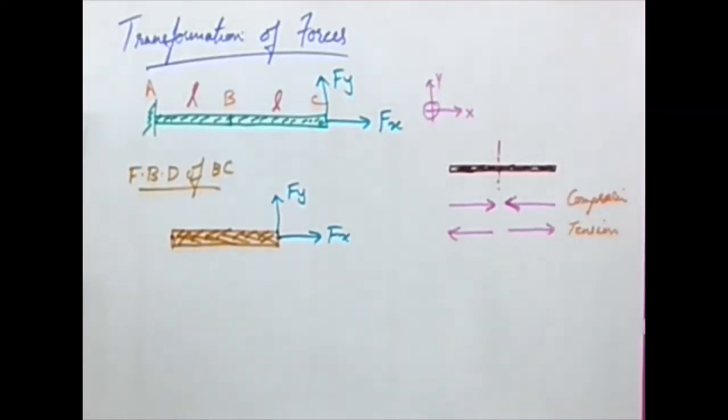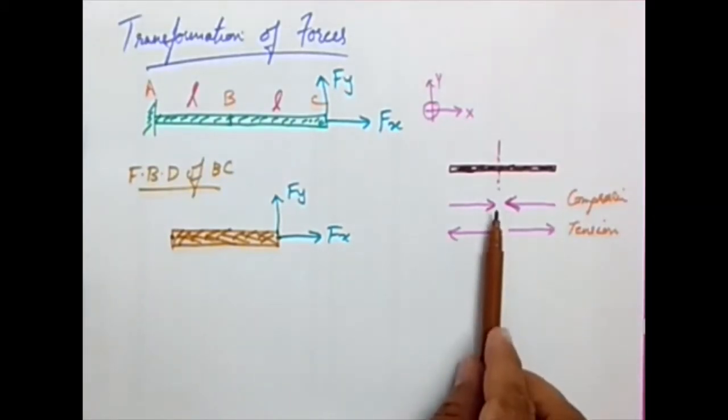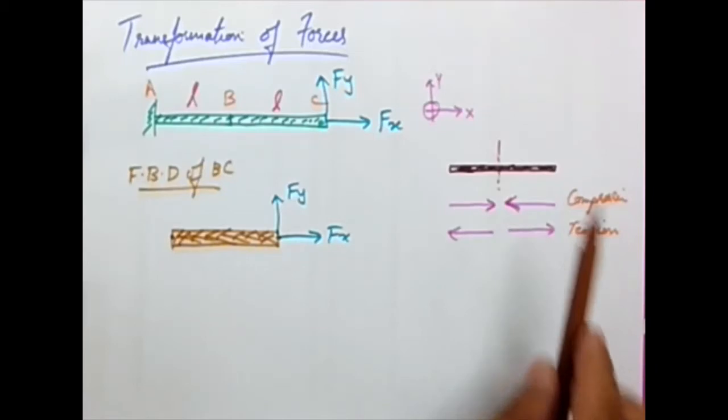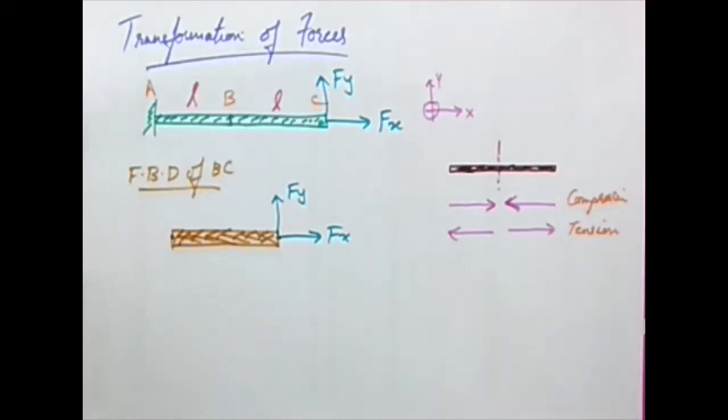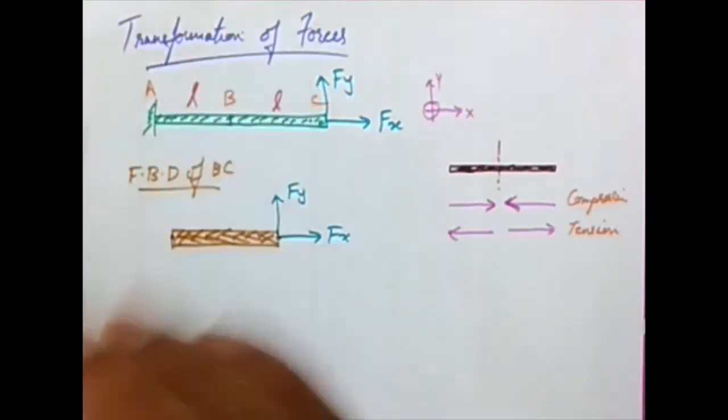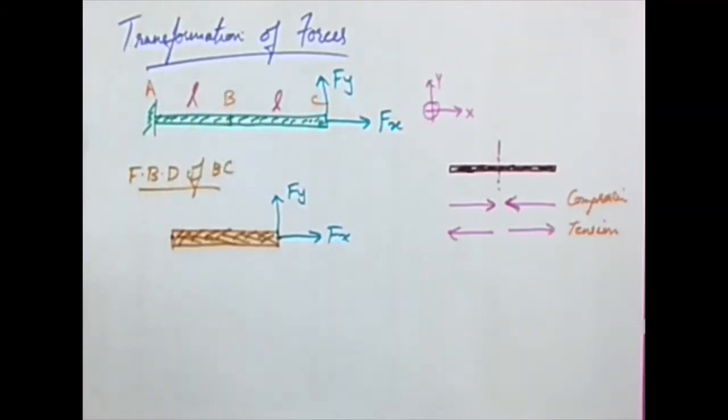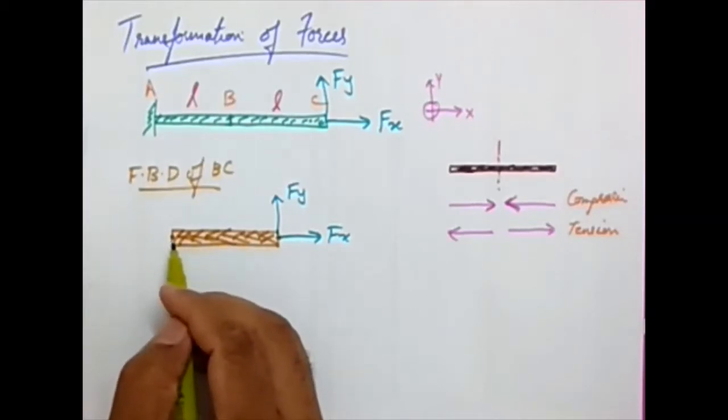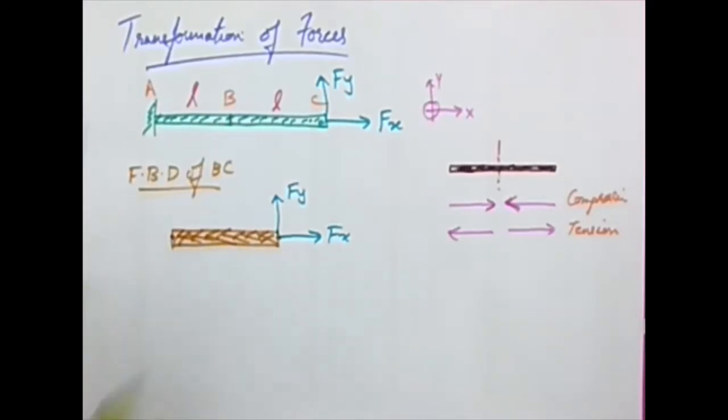So when you cut a truss member, you will get an axial force, which will be either compression or tension. But if you cut a beam element or a frame element, a part of a frame or part of a beam, what forces are you going to get? That's what we are really interested in in this particular case. When we cut a frame member, if it's a 2D frame, we are going to get three forces.